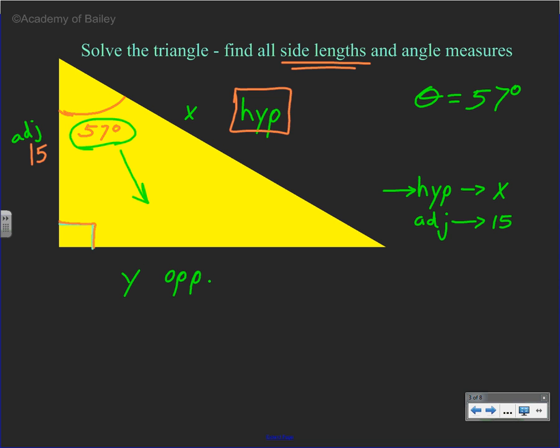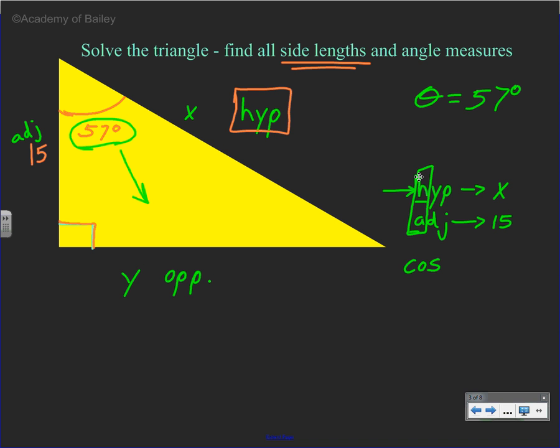So which trig function will use hypotenuse and adjacent? If you remember SOHCAHTOA, which one is it? Look at these first 2 letters. That would be H-A, H-O, not it. H-A. I'm pretty sure it's going to be cosine because tangent uses adjacent and opposite. So cosine is what we're going to be using.